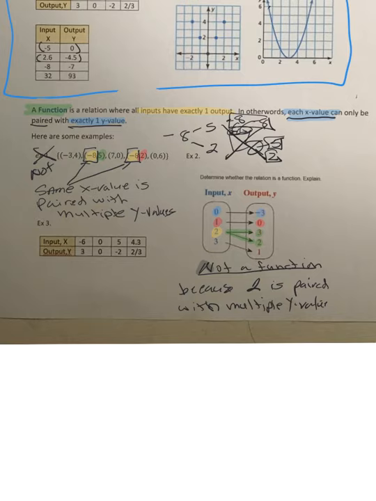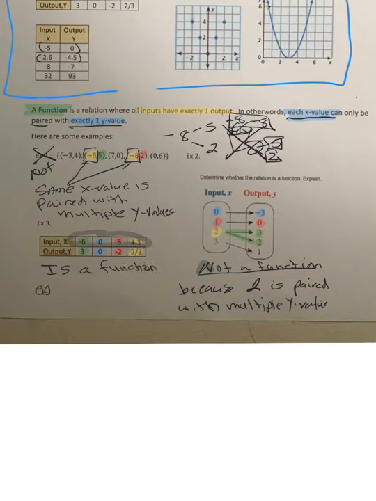Let's look at example number 3. Let's see if any X value is paired with multiple Y values. So here you've got -6 is paired with 3. You've got 0 is paired with 0. You've got 5 is paired with -2. And you've got 4.3 is paired with 2/3. Notice we have all different X values. You don't have a repeating X value, so this is a function because each X value is paired with only one Y value.